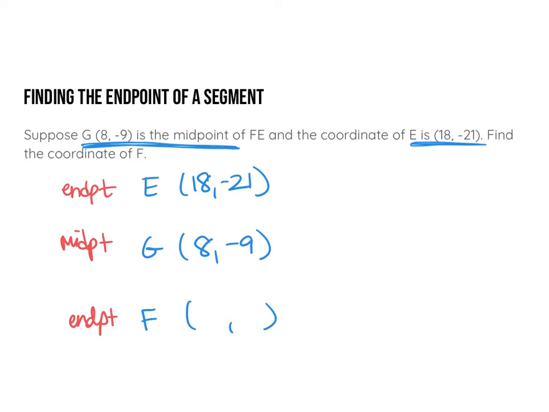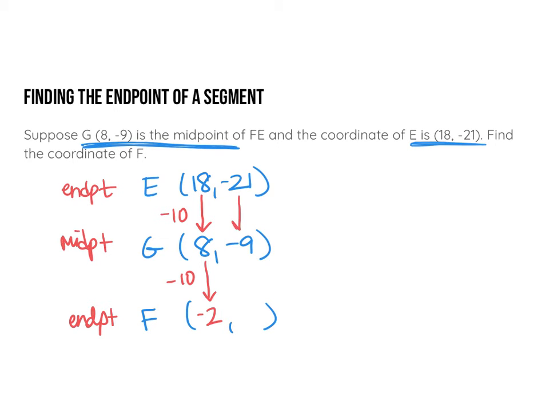And because this midpoint has to be exactly halfway, whatever I do from here to here, I have to repeat that process from here to here. So from 18 to 8, I'm subtracting 10. I'm going down by 10. So I'm going to do that same thing here. So 8 minus 10 is negative 2. So that's my x value. Do the same thing here.